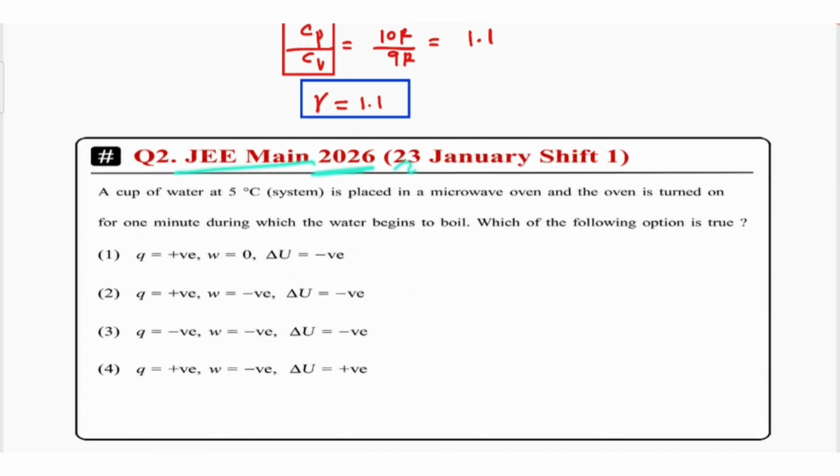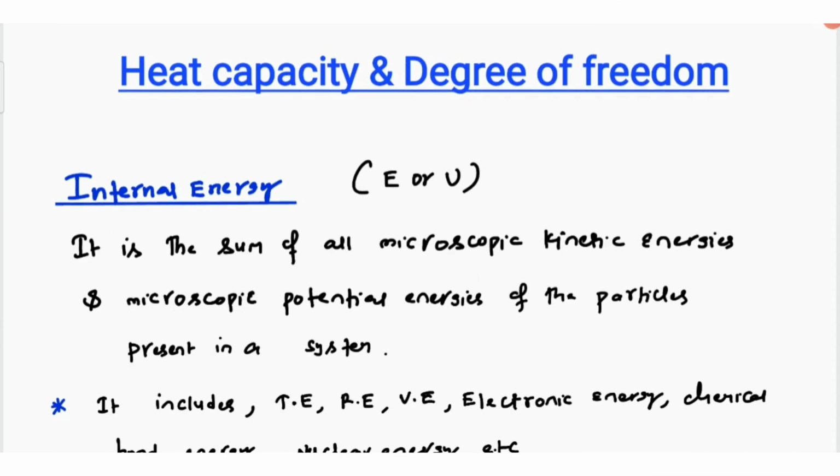JEE Main 2026, 23rd January shift 1. One hidden number controls heat capacity, internal energy and even first law of thermodynamics. That number is degree of freedom. Let's master it in just a few minutes.